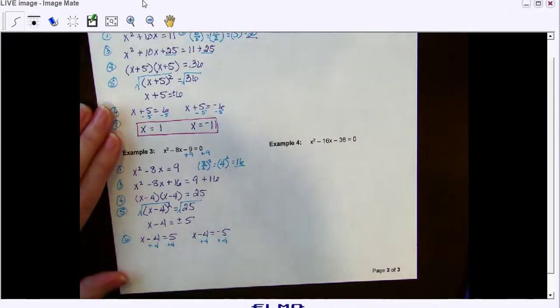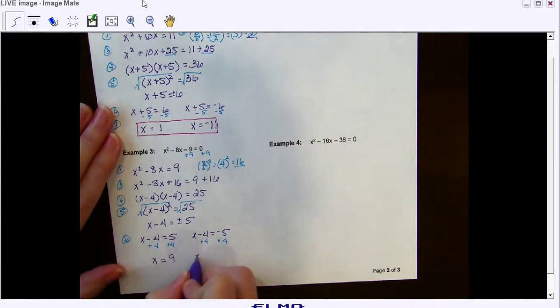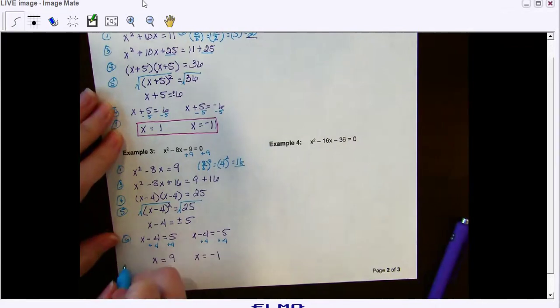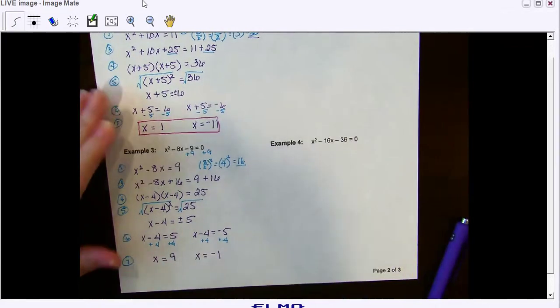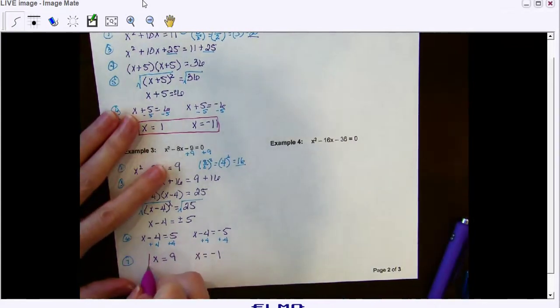Step 6. And we end up with x equals 9 and x equals negative 1. And that was step 7. And this is your final answer.